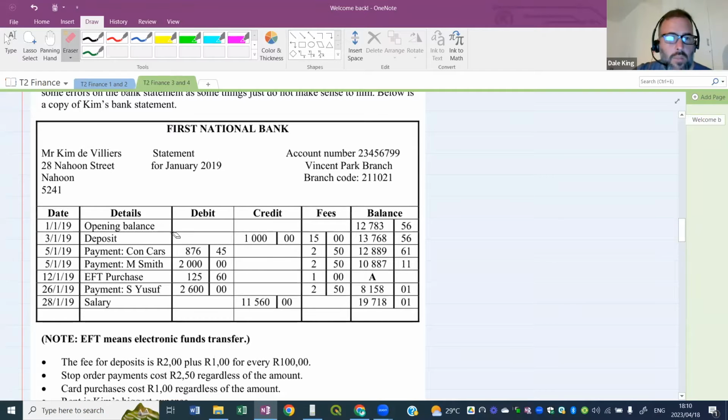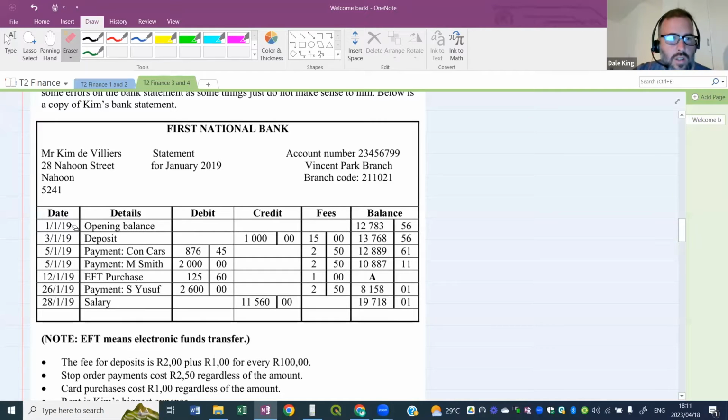So we've got an opening balance here, and the opening balance is the starting balance at the beginning of the month. This opening balance is exactly the same as the closing balance of the previous month. So the previous month's statement closed with this value, 12,783 and 56 cents. And this month will open with this value, 12,783 and 56 cents.